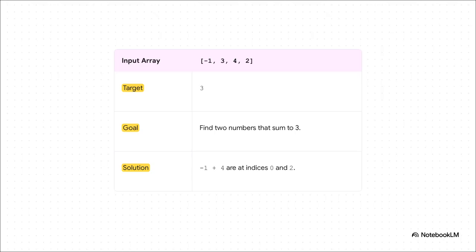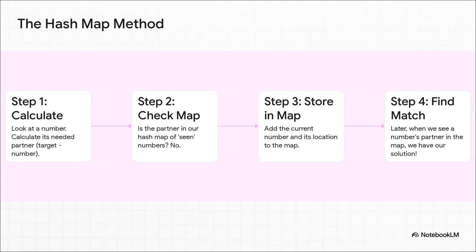Now, without a hash map, you might have to check every single possible pair of numbers. And if this list had a million numbers in it, well, good luck with that. So how do we do this the fast way? We use a hash map to keep track of the numbers we've already seen. As we go through the list, we look at each number.